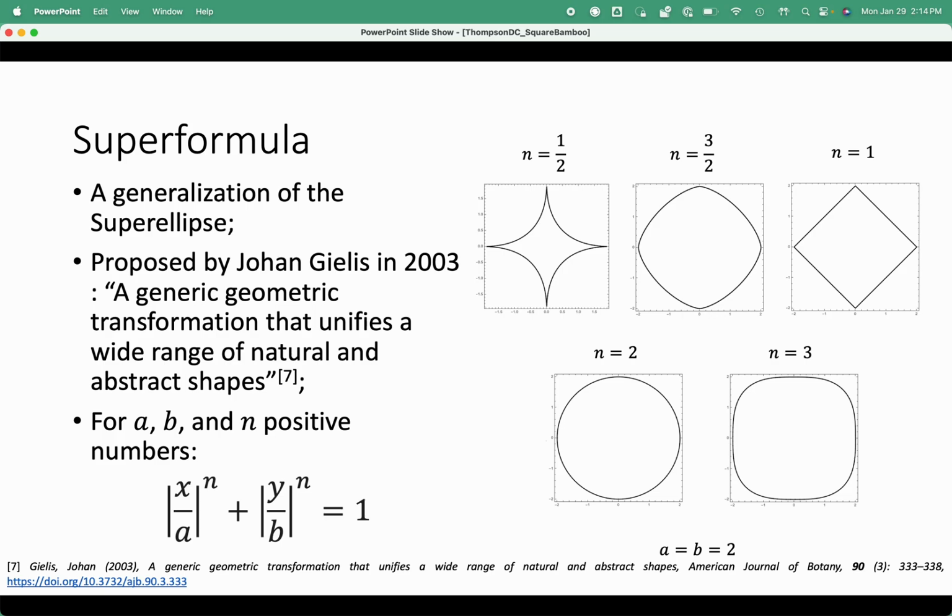This is, of course, all very familiar and rudimentary for this crowd, but new and interesting to me at the time. The superformula is itself a generalization of something called the superellipse. The superformula was pioneered by Johan Gielis in 2003 in an American Journal of Botany paper as a, quote, generic transformation that unifies a wide range of natural and abstract shapes, end quote. There's a very general form of the superformula that is expressed in polar coordinates, but I was immediately drawn to specific cases that can be simply expressed in Cartesian coordinates in terms of three parameters, a, b, and n.